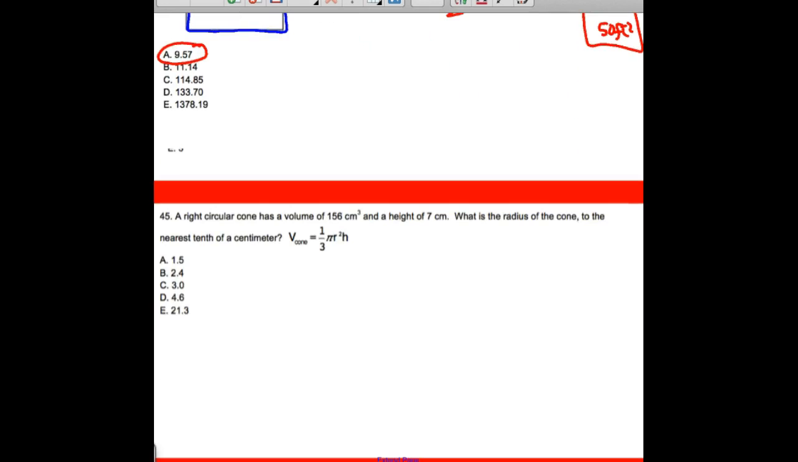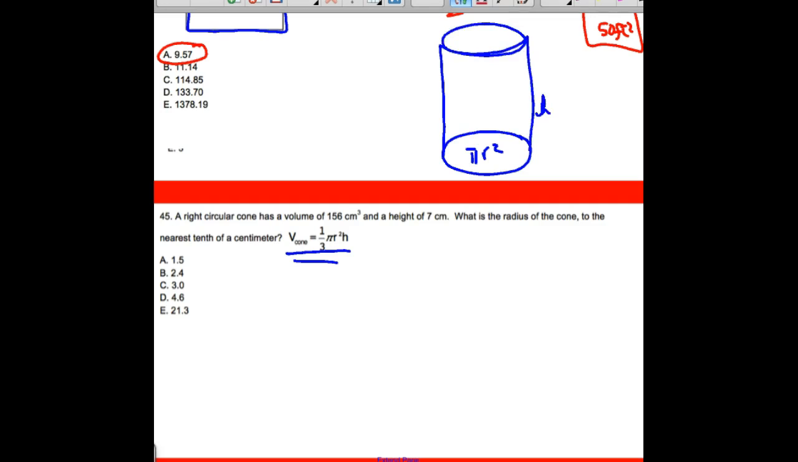On number 45, we have a circular cone. You're not expected to have that formula memorized. You should know the volume of a cylinder. That you should know for sure. The volume of a cylinder is the area of the base, pi r squared, and then you give it its height, and it's pi r squared times h. A cone actually takes up 1/3 of the space, it's 1/3 pi r squared h.